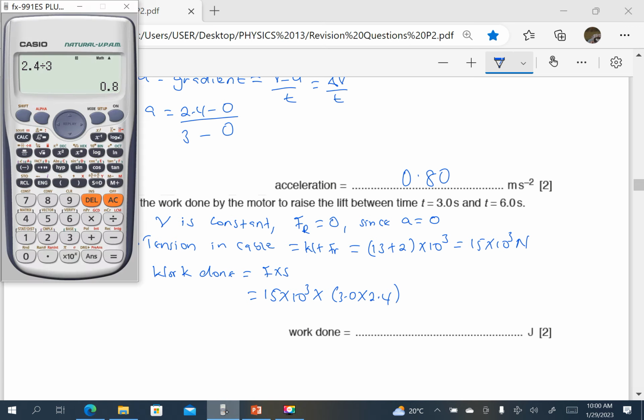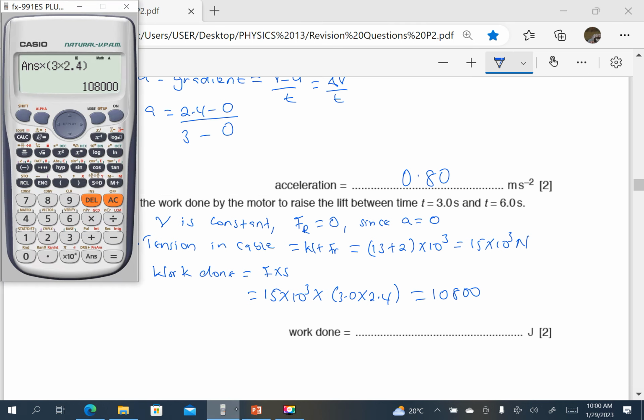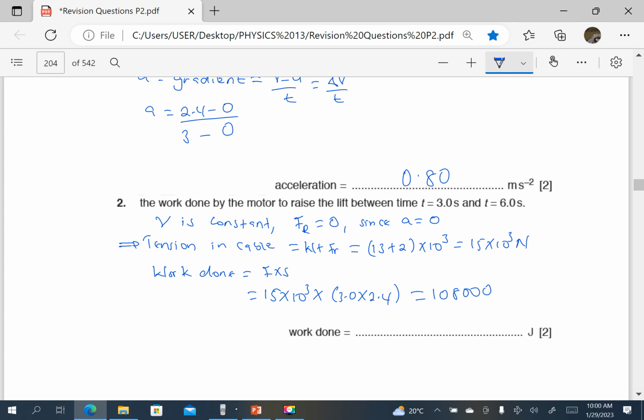So we shall check on our calculator. 15 exponent 3 times 3 times 2.4. So that is 10,800. Is it 10,800? Let me check. It is 10,800. So this is approximately 1.1 times 10 power 5.